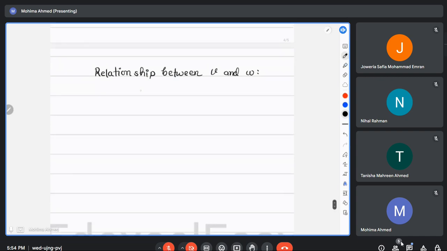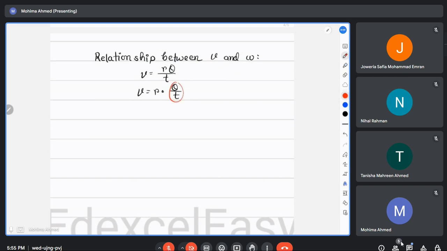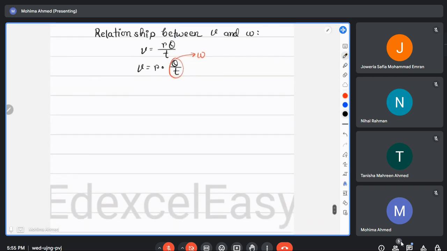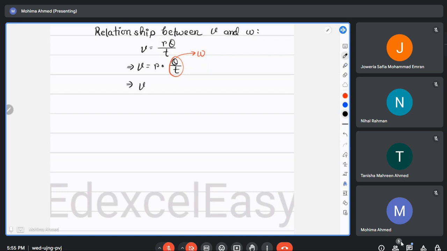So let's start with tangential velocity's equation. Tangential velocity's equation was v equals r theta by t, right? I can write r theta by t separately, and theta by t itself was your value for angular velocity. This portion was angular velocity, so I can write omega there. So tangential velocity is actually r omega. And this is one of the derivations which is very commonly asked for 1-2 marks in your exam papers. Relationship between tangential velocity and omega.